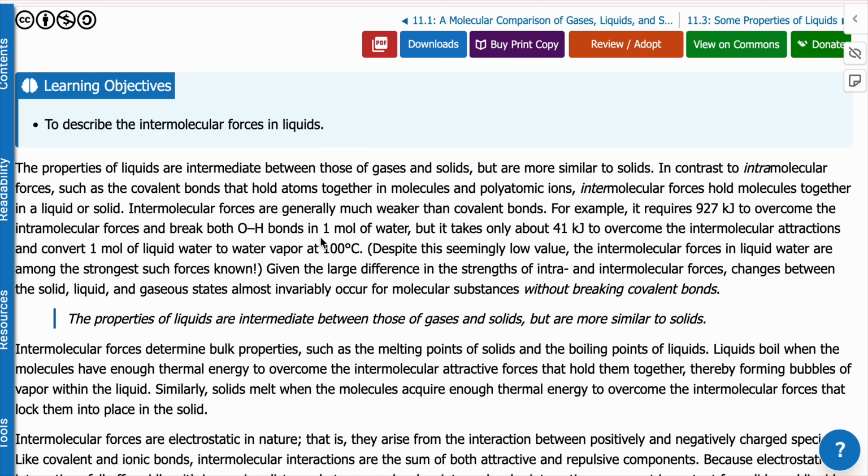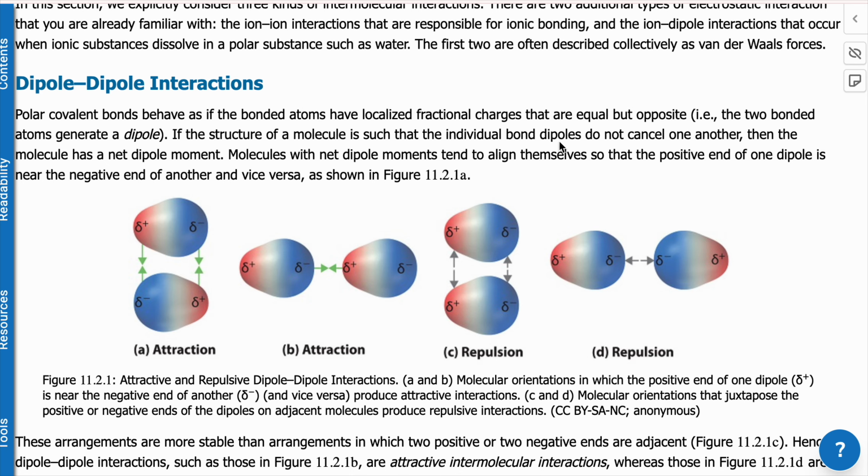Polar covalent bonds behave as if bonded atoms have localized fractional charges that are equal but opposite. Okay, means the charges are equal but opposite, then they have a dipole, a dipole bond type or dipole interaction. They have opposite charges, that is, this is negative and this is positive, then a dipole bond occurs between them. If the structure of a molecule is such that the individual bond dipoles do not cancel one another, then the molecule has a net dipole moment.